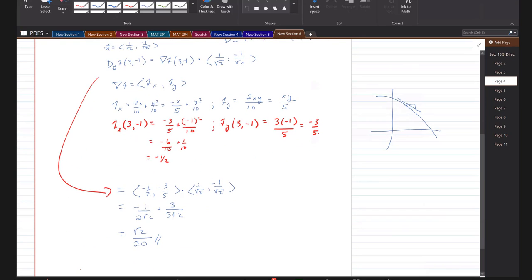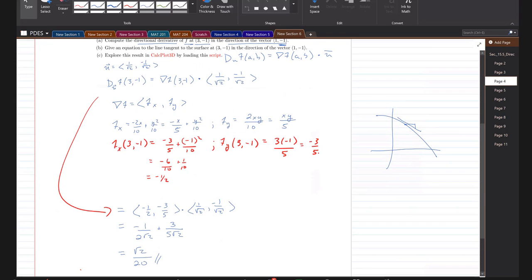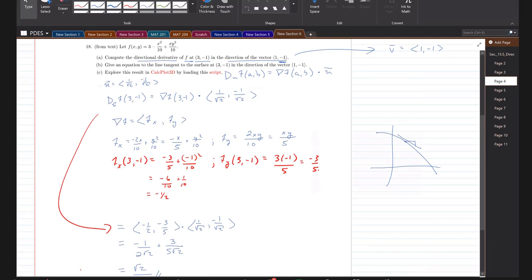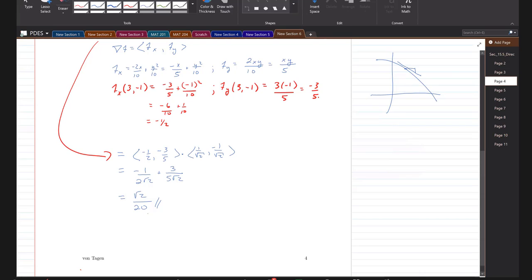So if you were to step from our surface, in the 1, -1 direction from the point that we're given, on the point 3, -1, you're going to step in the 1, -1 direction. If you do so, you would expect your z value to change by approximately the square root of 2 over 20. Okay.